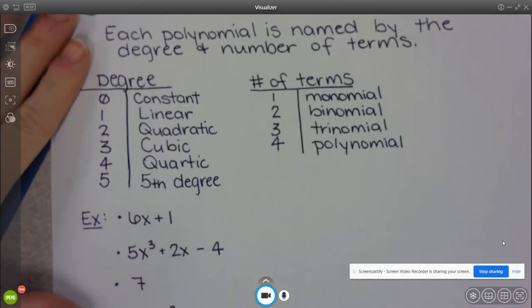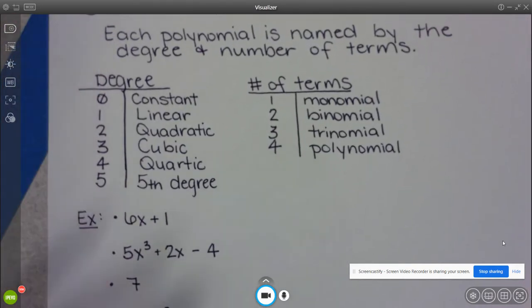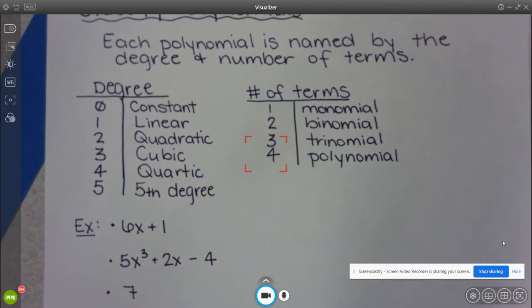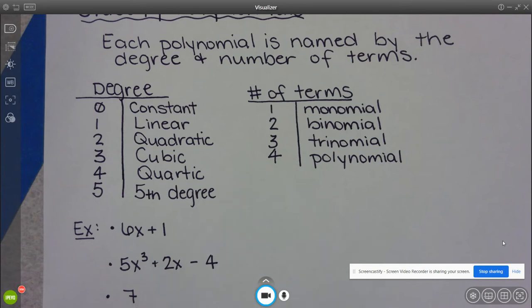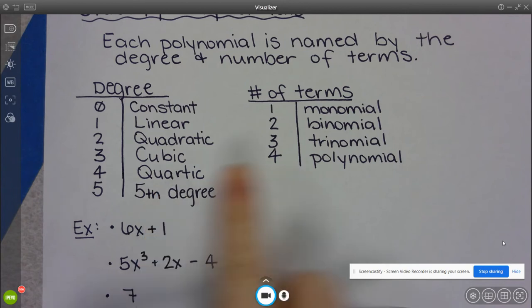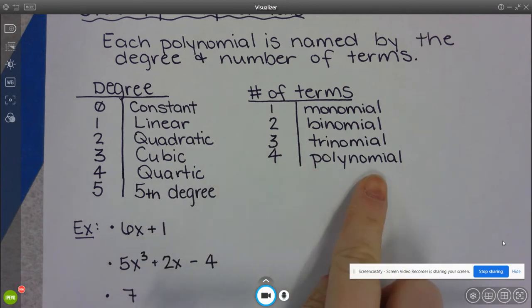Naming polynomials, we saw this in Math 1. Everything is named by the degree and the number of terms. So if you think about it, every polynomial has a first name and a last name. The first name is given by the degree, the last name is given by the number of terms.